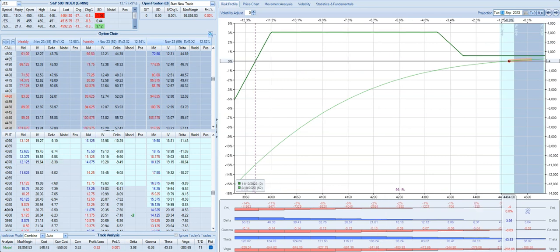And number two, I think more important than that, is if you cannot get filled on these ES options, because they're not the most liquid.